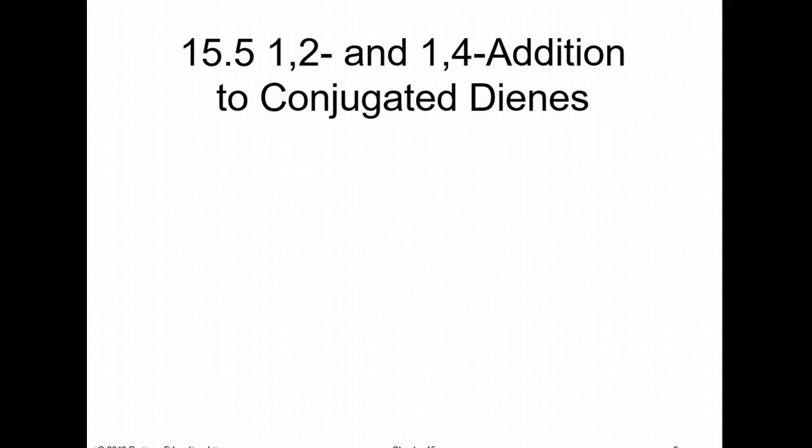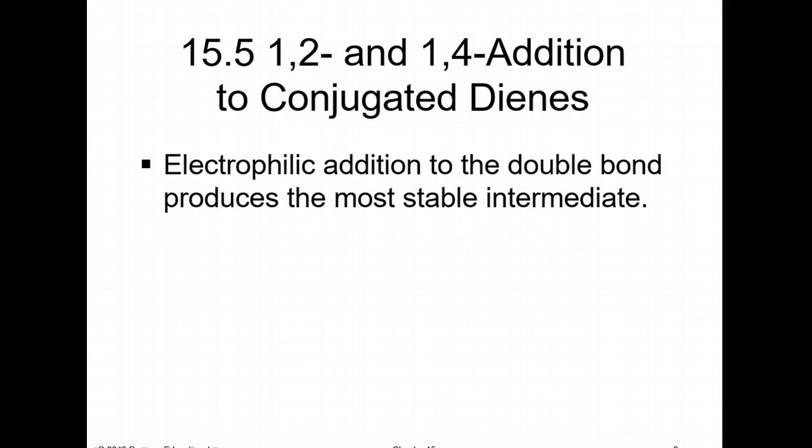All right, 15.5, we're going to talk about 1,2 and 1,4 addition of conjugated dienes. So we're going to start looking at different reactions with dienes. They do some very interesting type of chemistry. You're going to do electrophilic addition to the double bond, and that's going to produce the most stable intermediate. Remember, it's all about stability.